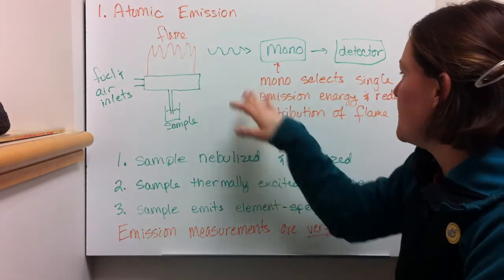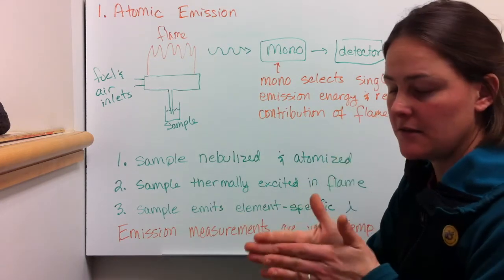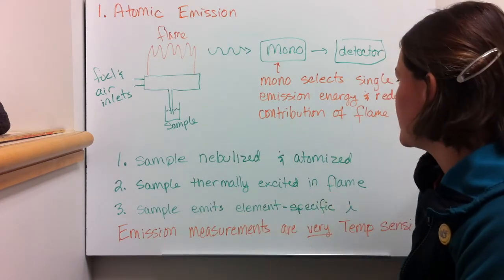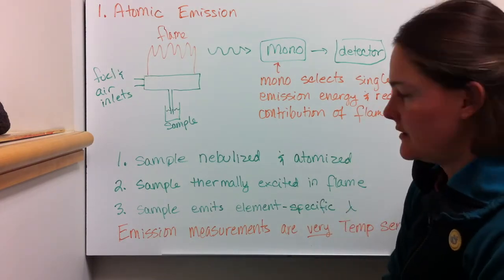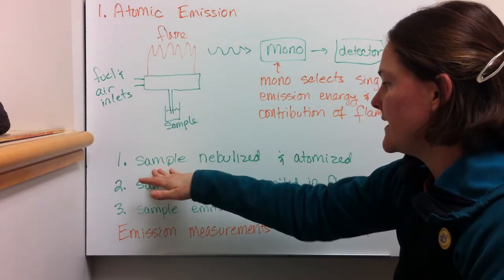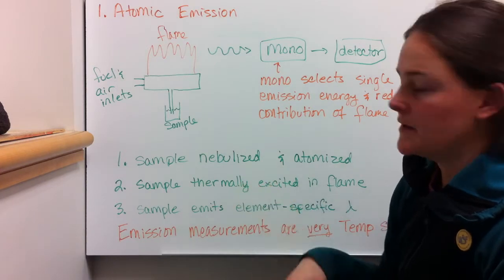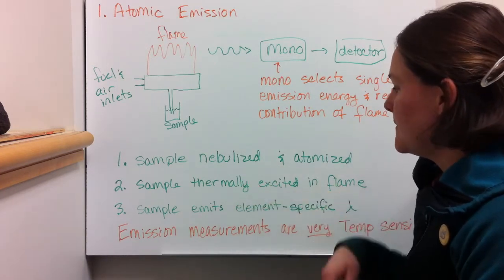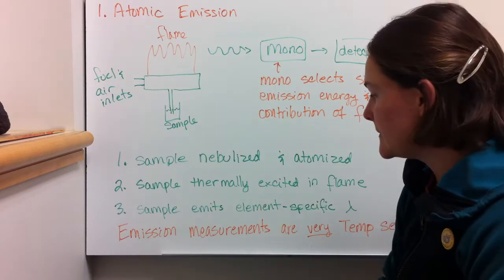Anyways, basically your mono is going to select a single emission energy, and it also reduces the contribution of the flame that gets to the detector. So to review, the sample is nebulized and atomized. Some portion of the sample is thermally excited in the flame, and then the sample emits element-specific wavelengths when it returns to the ground state.